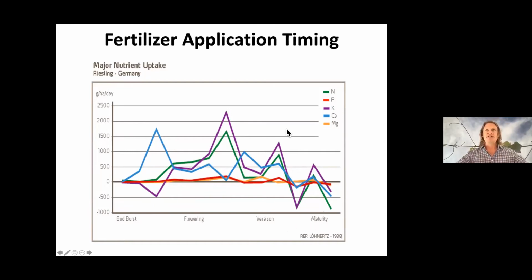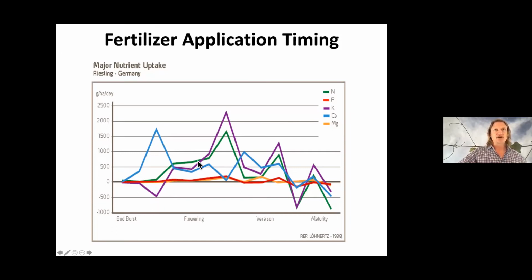The lines with the different colors are just different fertilizers, or nutrients rather, and this is the major nutrient uptake throughout the season. This is a study that was done on Riesling in Germany, but it will apply in general to most vines as a rule of thumb. Early in the season, there's high calcium uptake by plants. That's why we want to have that calcium or lime application in the fall or winter, so we have available calcium to vines early in the season.